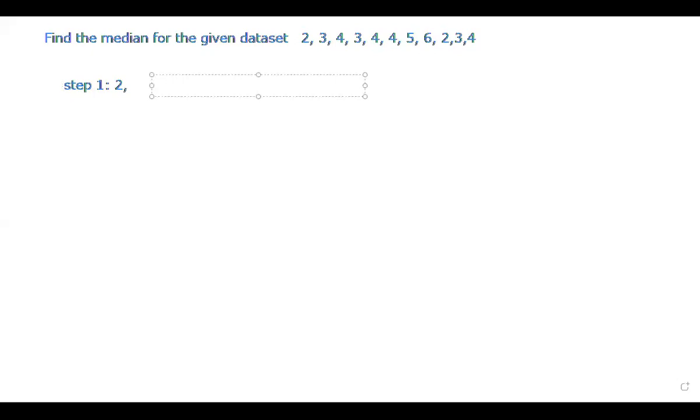So we have 2, 2. We have 3 3s, so 3, 3, and another 3. Then we have 4 of the 4, so 1, 2, 3, 4. Then we have a 5 followed by a 6. Let's be sure we've captured all the observations. So that's 3, 6, 9, and 11. Okay. So we've arranged the given data set in ascending form.